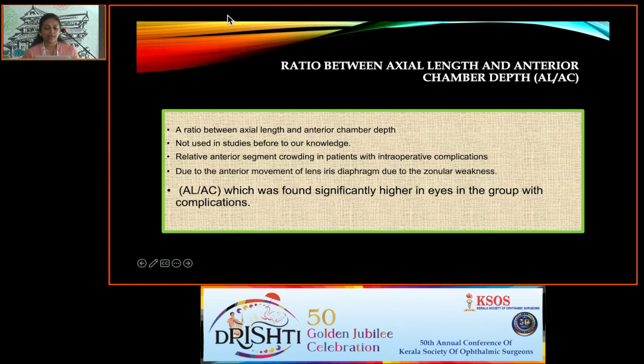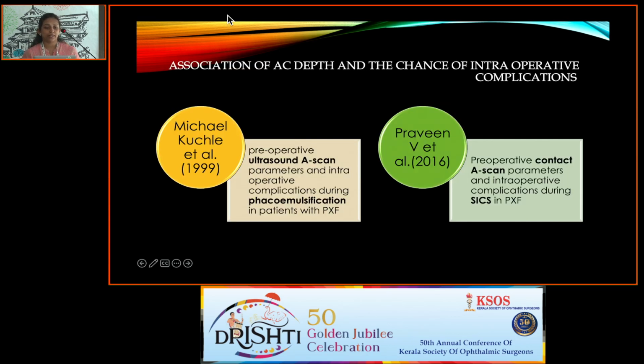The ratio between axial length and the anterior chamber depth was not used in studies before, to our knowledge. And this shows a relative anterior segment crowding. And this is due to the anterior movement of the lens iris diaphragm due to zonular weakness. And this was found significantly higher in eyes in the group with complications.